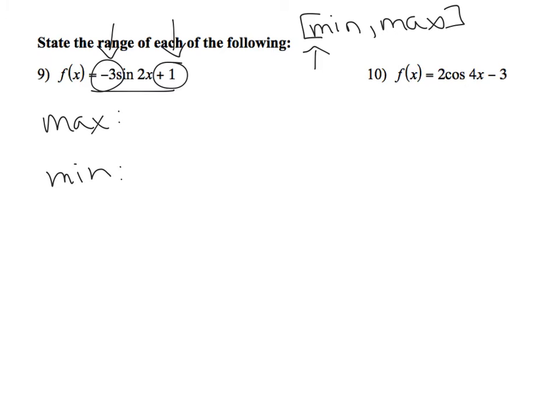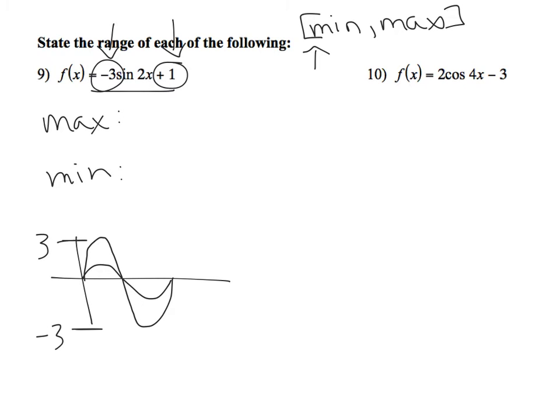The A stretches it. So remember, if we have a sine curve, the regular sine curve would look like this. If we multiply it, the amplitude gets bigger. Okay, so it stretches it. So this would be 3 and negative 3. And then this 1 here would take it and shift it up so that the midline, instead of being here, is here. So then that would shift it up a little. And then the max would be at 4. There we go. And negative 2.